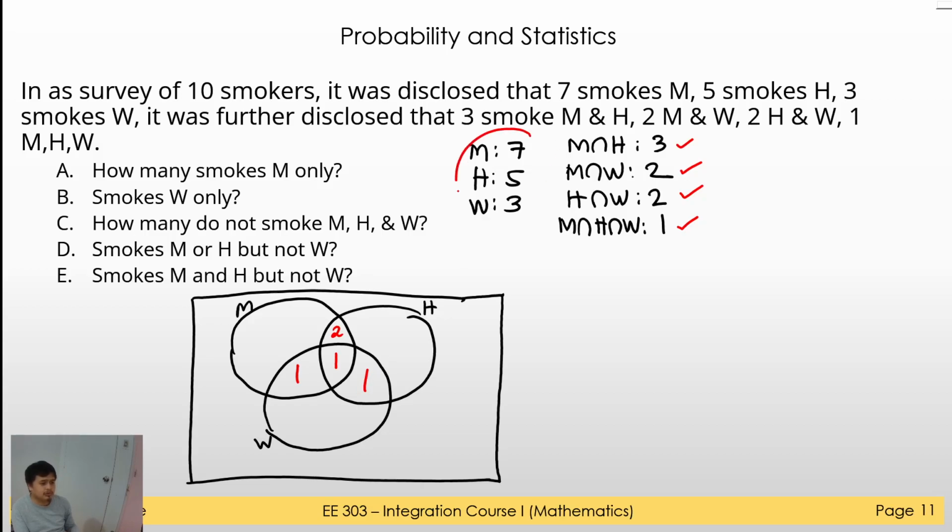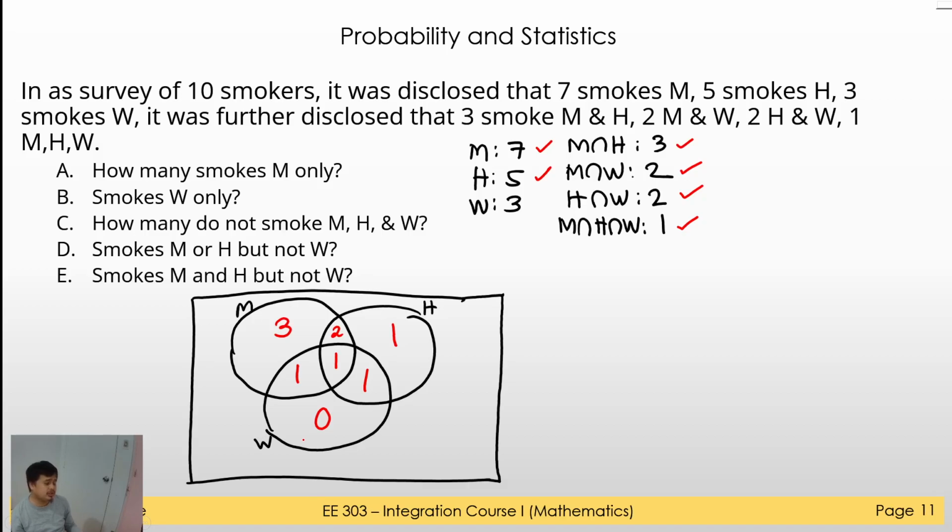After that, we can now move on to this portion. So the 7 smokes M. We already have 4 smokers here, as you can see, enclosed by this M circle. Therefore, we have 3 here to have a total of 7. So 4 plus 3 is equal to 7. And then for H here, we already have 4, so there is only 1 smoker that smokes H only. And the last one, since we have here given 3 as an intersection, a total of W is 3. Therefore, there is no person who smokes only W.